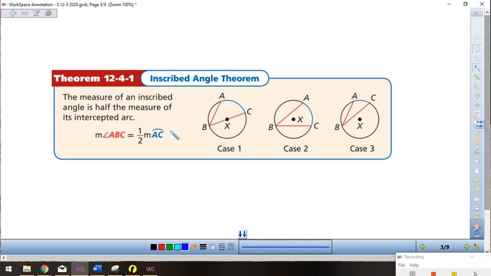This also means that the measure of my arc, let's say in case 1, for example, arc AC, is going to be double, so 2 times the measure of the angle. For example, if this arc was 40 degrees, this angle would be 20 degrees. If this angle was 15 degrees, then you double it to get that this arc is 30 degrees.